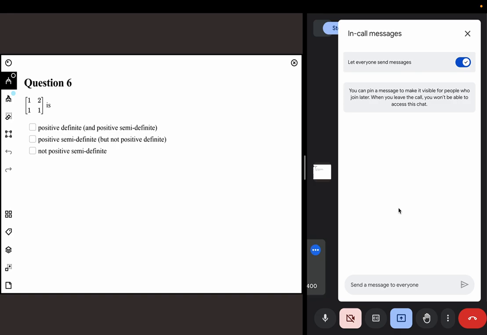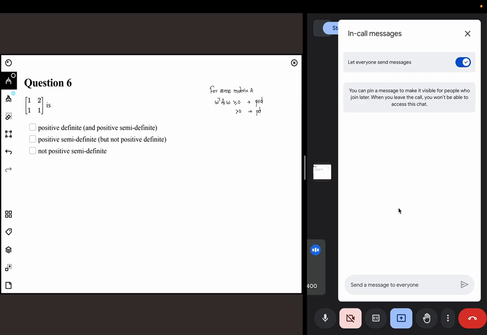So how do we do it? Let's take this particular matrix. How did we define positive definiteness? For some matrix A, if W transpose AW is greater than or equal to 0, then we call it positive semi-definite. If it is strictly greater than 0, then you call it a positive definite matrix.